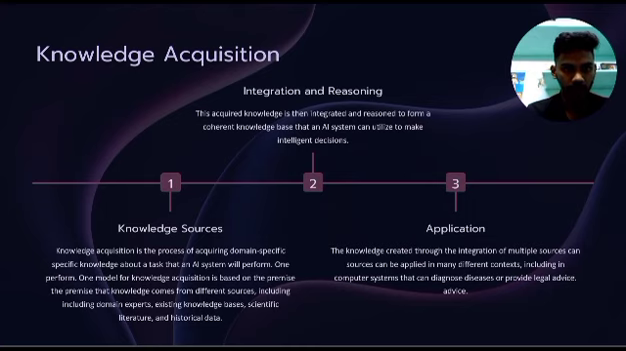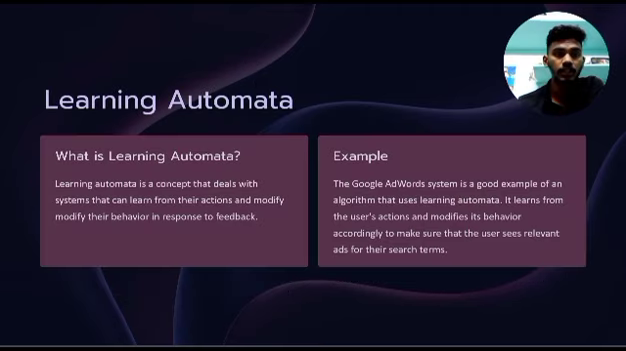Integration and reasoning. This acquired knowledge is then integrated and reasoned over to form a coherent knowledge base that an AI system can utilize to make intelligent decisions. Application. Knowledge created through integration of multiple sources can be applied in many different contexts, including computer systems that diagnose diseases or provide legal advice. And the next learning method is learning automata.